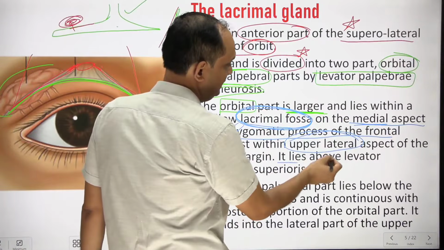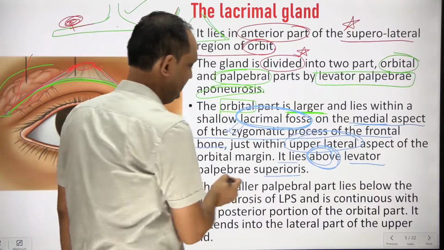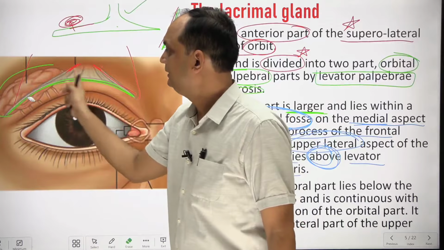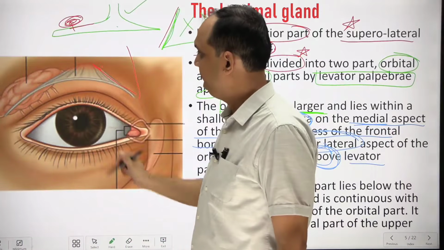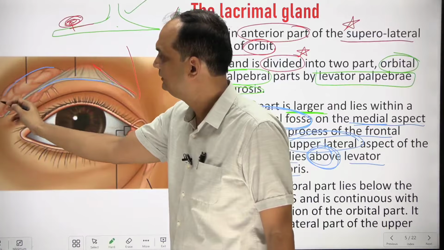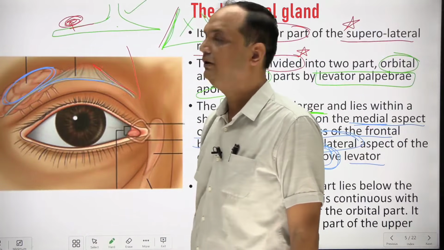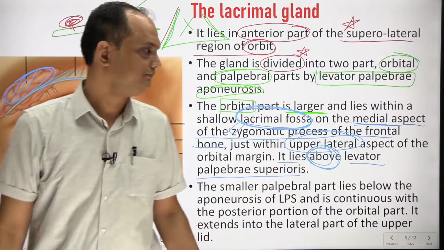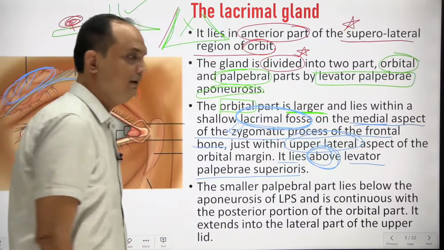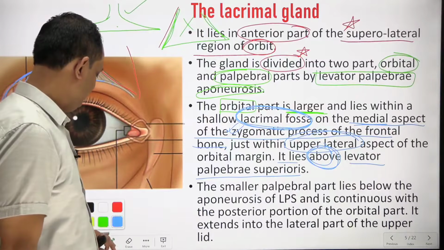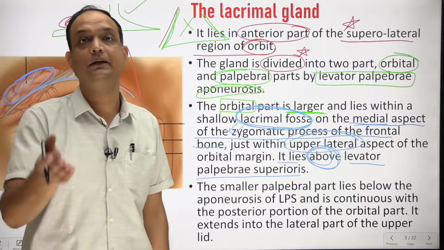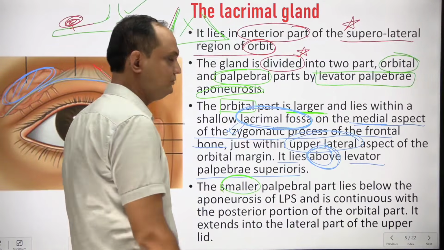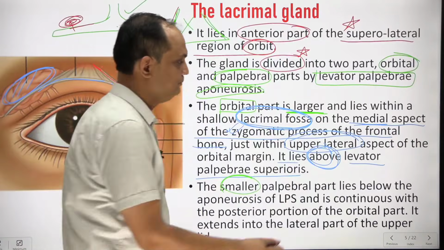this orbital part lies above the levator palpebrae superioris. So here you can see that this is the muscle, and this muscle is levator palpebrae superioris, and above this, now you can see that this portion is above the muscle aponeurosis. So this portion is the orbital portion. Now where is the palpebral part? I told you that the palpebral part and the orbital part remain connected from the posterior side, and the palpebral part is smaller, which is almost 1/3 of the whole gland, and it lies below.